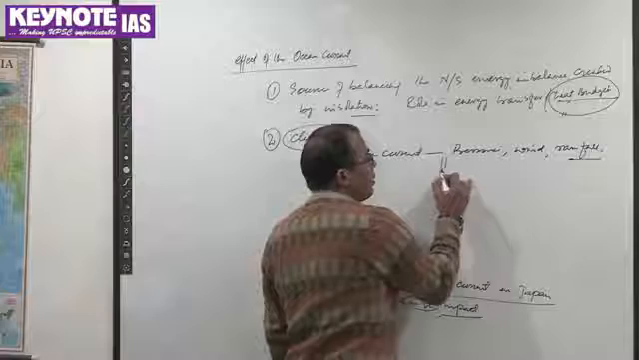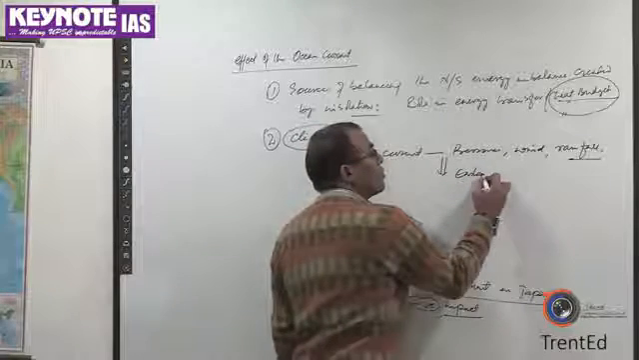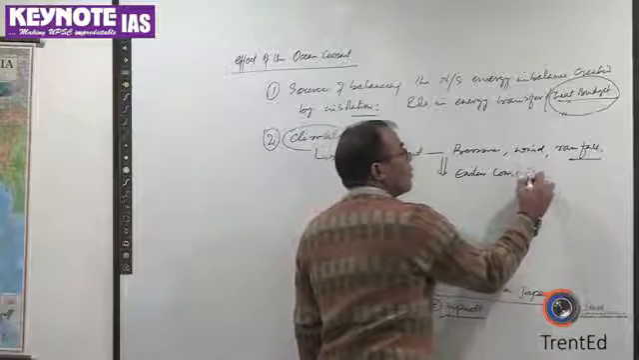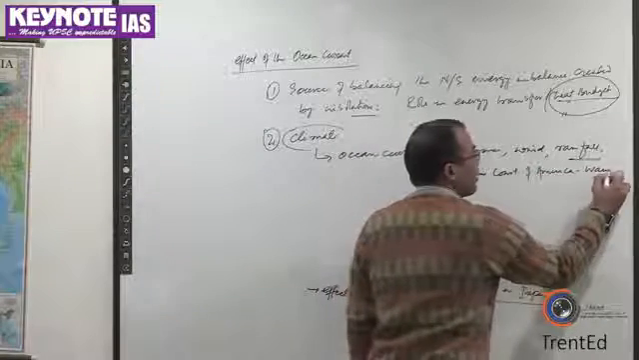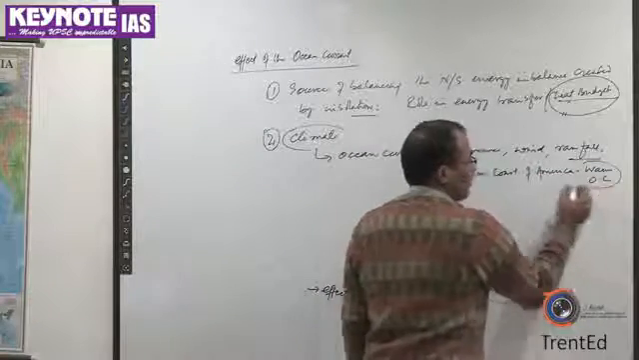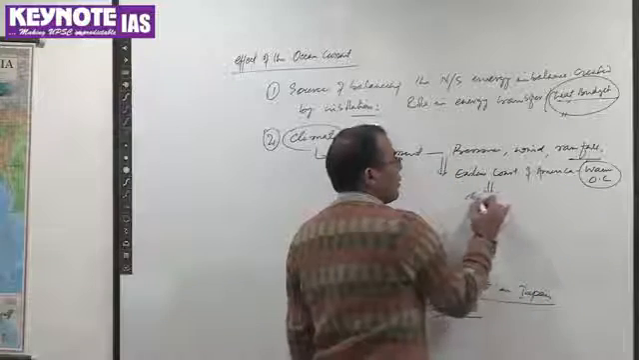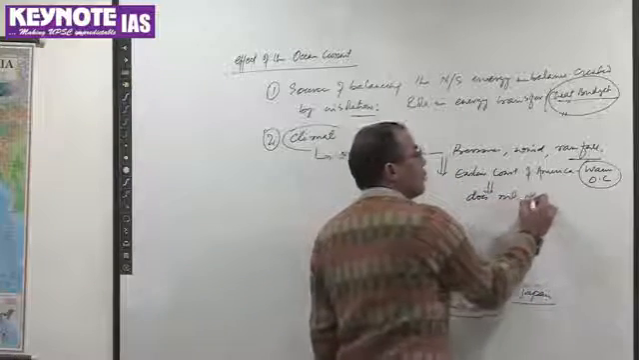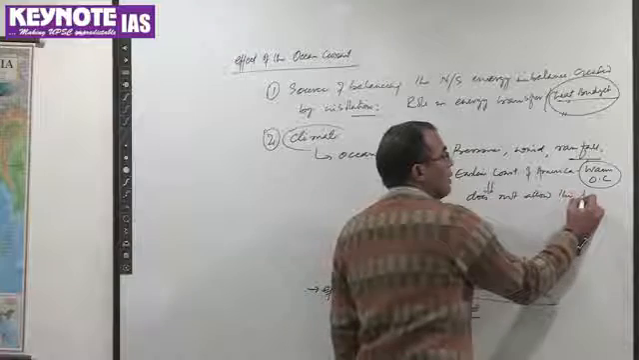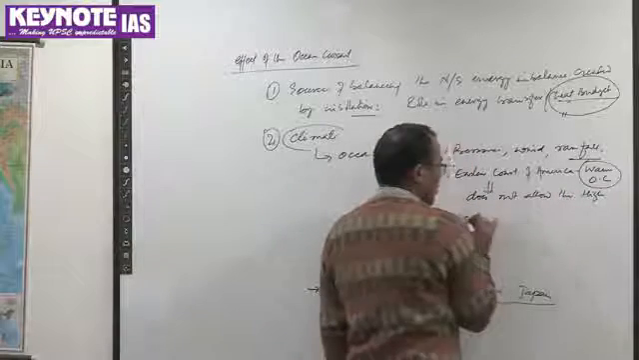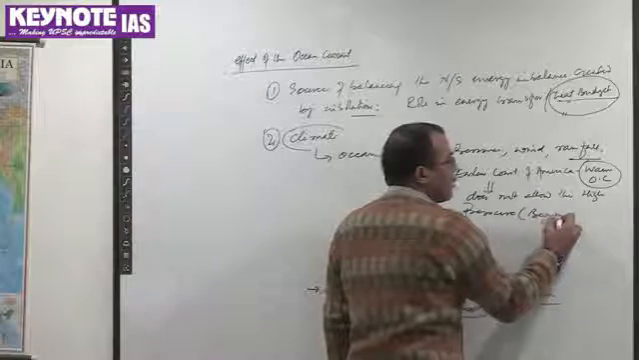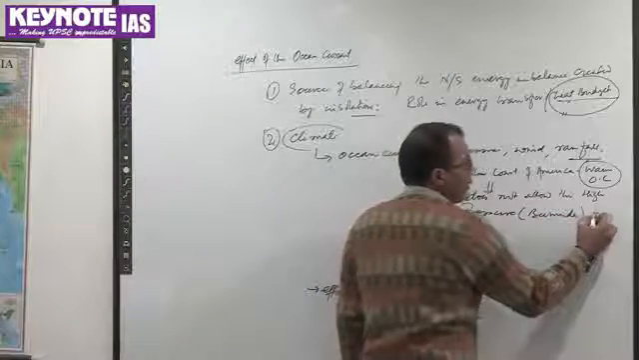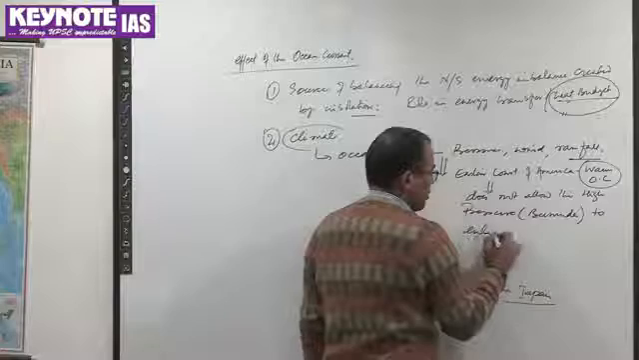For example, on the eastern coast of America, the warm ocean current doesn't allow the high pressure, especially the Bermuda high. I hope we can correlate, to enlarge.